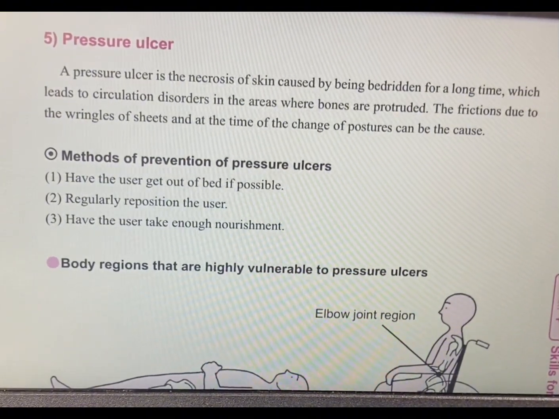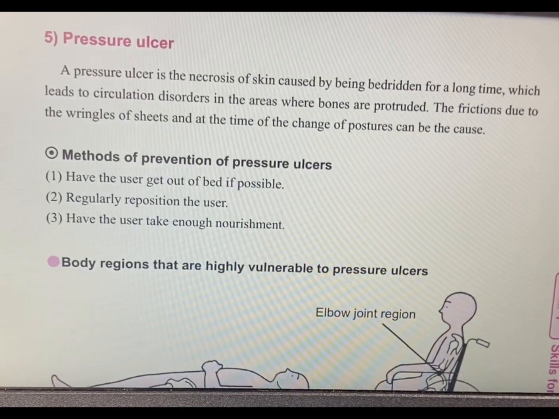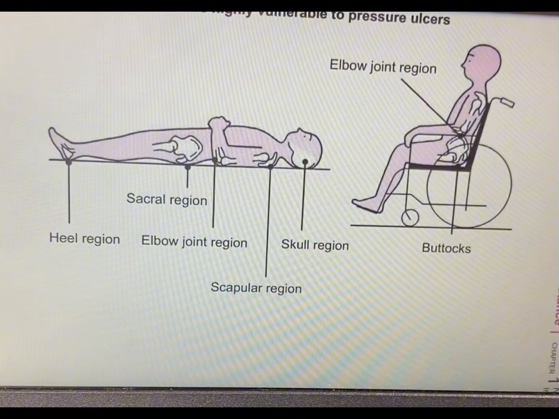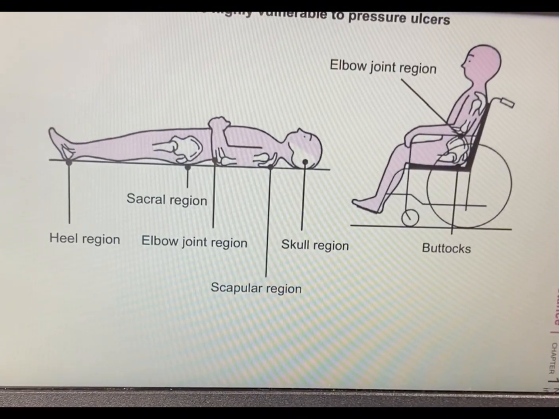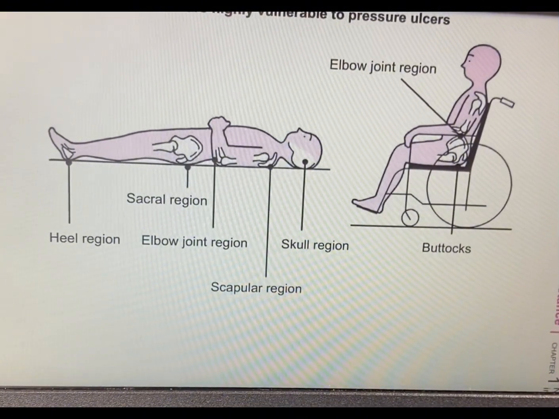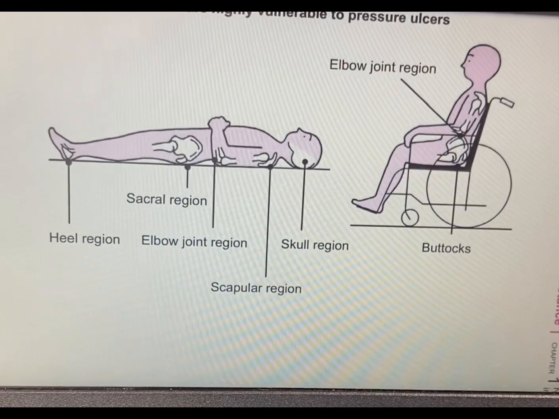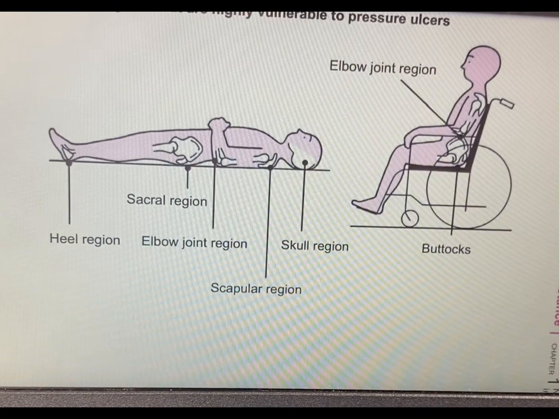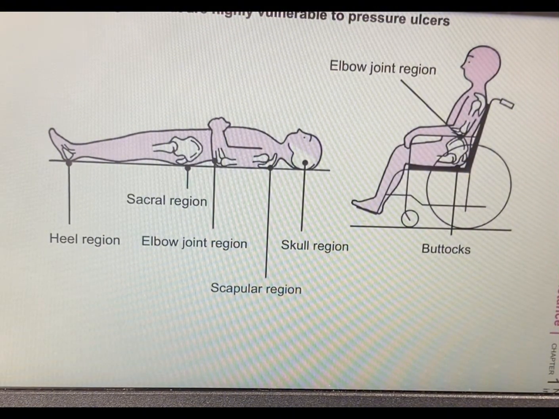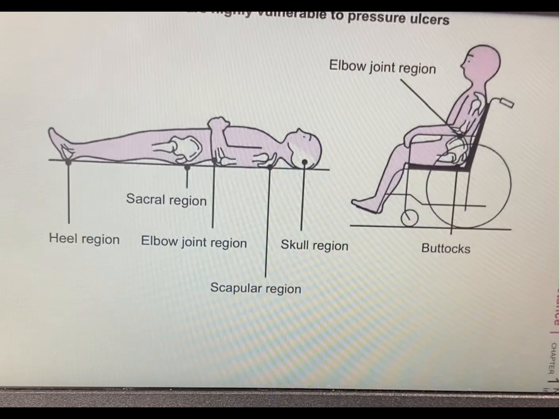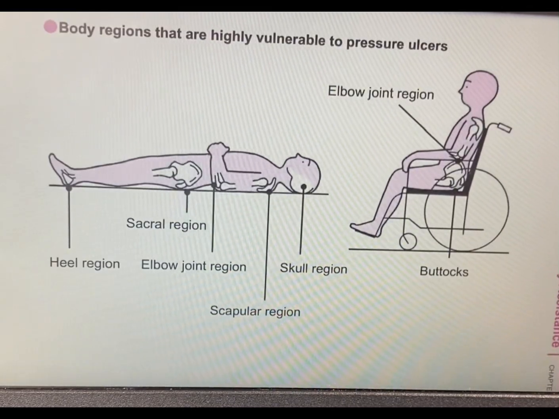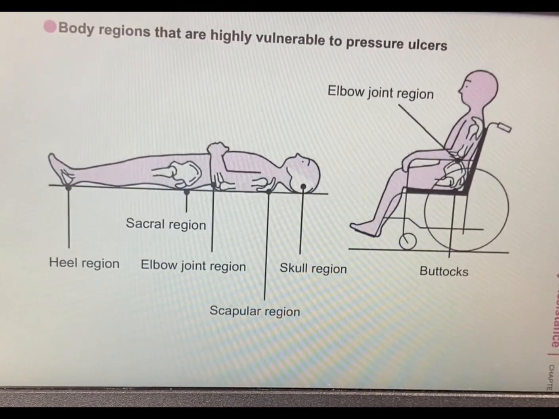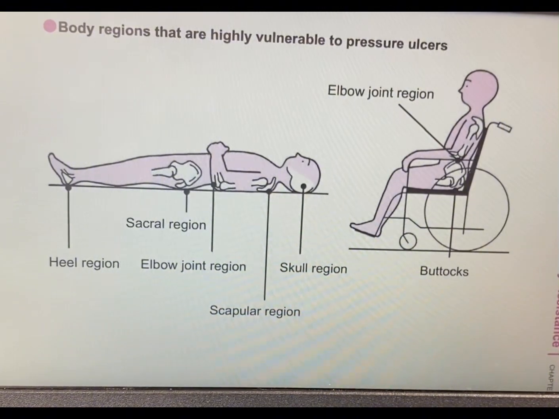bones. Anong area ba yung feeling natin merong bulge, no, na bones? So ito po sa heel, sa sacral, elbow, sa skull, scapular, and elbow natin, ayun, nafe-feel natin yung bones dyan. Try to touch yung mga areas na naka-mention dito. So ito po yung mga areas na kung saan very common, no, or vulnerable to pressure ulcer.